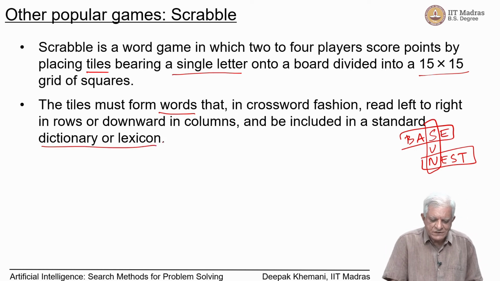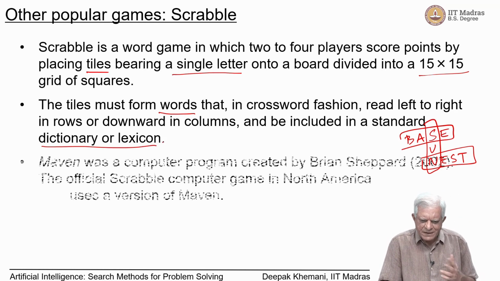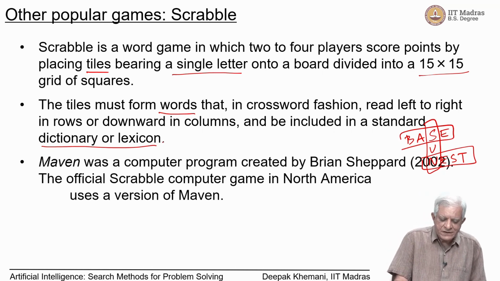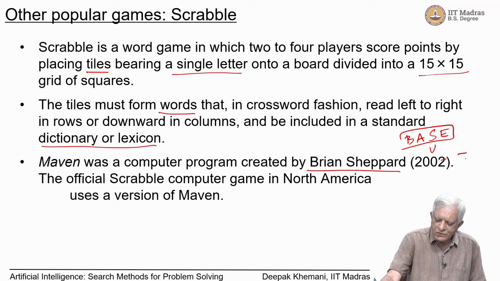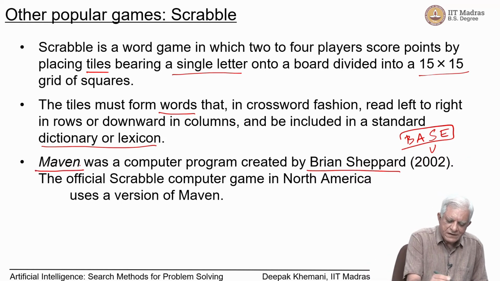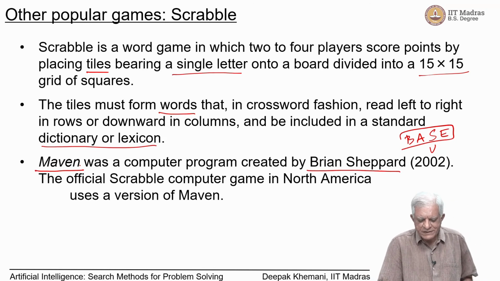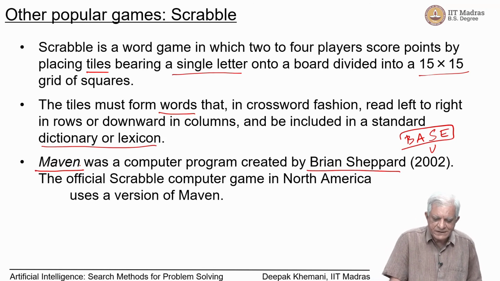In fact, Scrabble has its own dictionary. Scrabble is a trademark now essentially. Now, this guy called Brian Sheppard in 2002, he wrote this program called Maven, which could beat the best human beings in Scrabble.